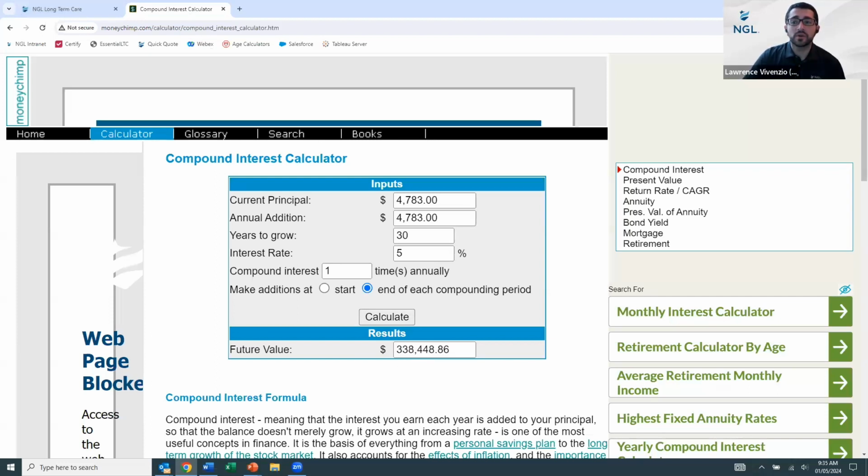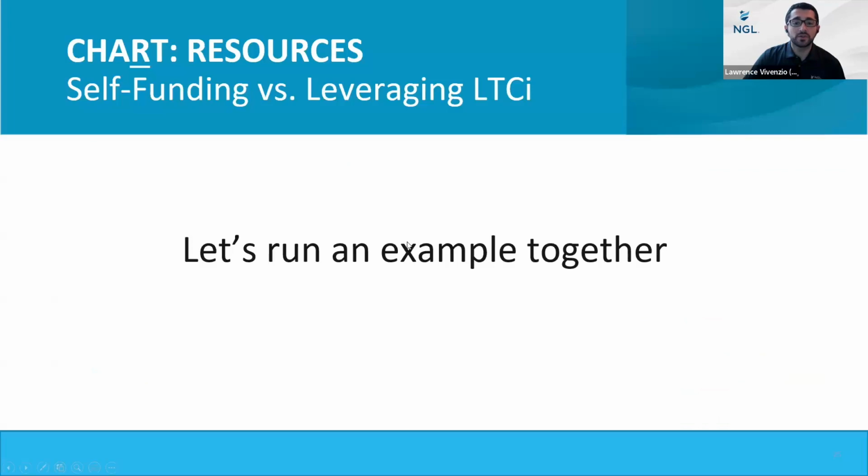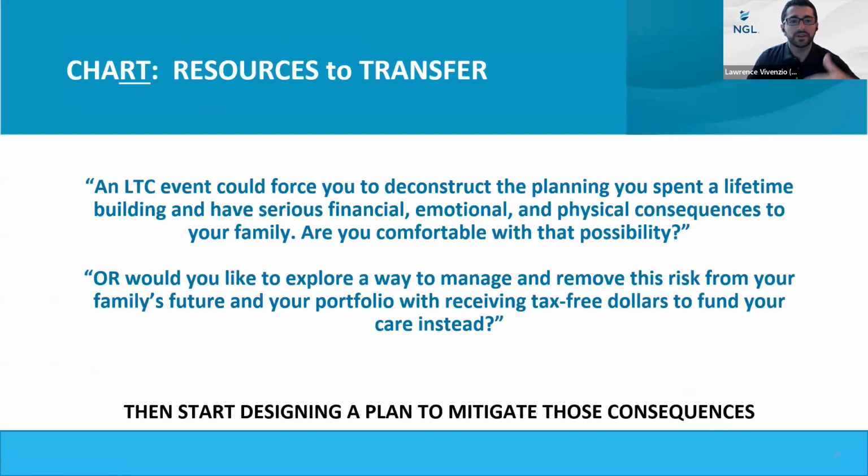So, Mr. Client, remember, I promised you I could help you self-insure better and longer than you could do it on your own. And we just ran a live example of that together. And I think this product can be a vehicle, and this is where you transition from your R to your T. You're transferring, right? This product can be a vehicle to help you not have to completely deconstruct your financial plan that you spent a lifetime building.